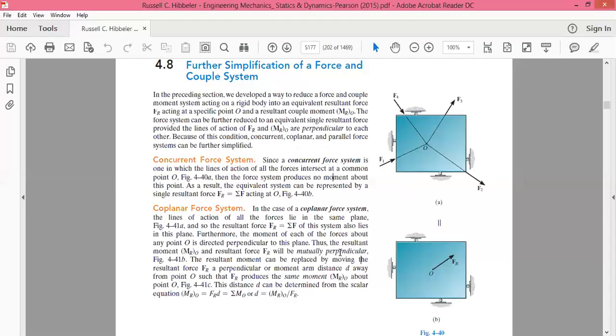Okay, welcome again to the course on fundamentals of mechanics. Today we will be doing further simplifications of force and couple system.